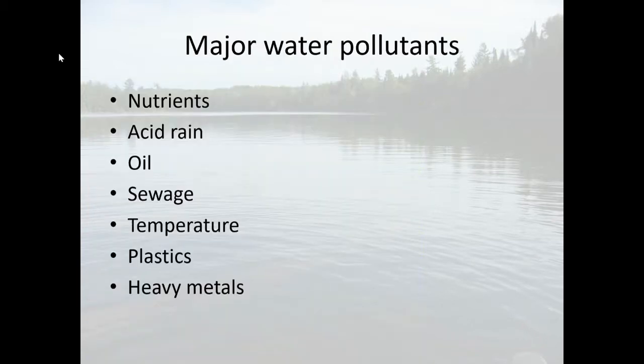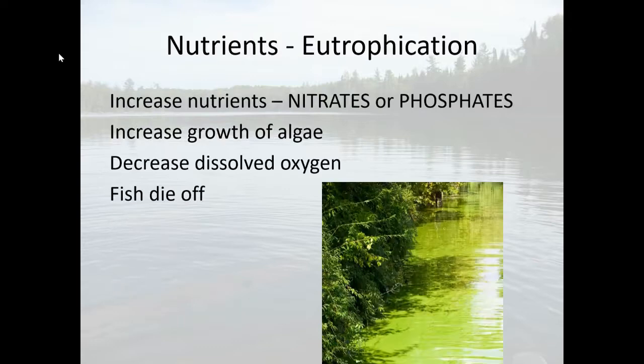Here are major water pollutants that we're often worried about for water quality: nutrients, acid rain, oil, sewage, temperature, plastics, and heavy metals. Nutrients, going with the Gulf of Mexico, increasing nutrients is called eutrophication. And the main nutrients that we're worried about in water are nitrates and phosphates.